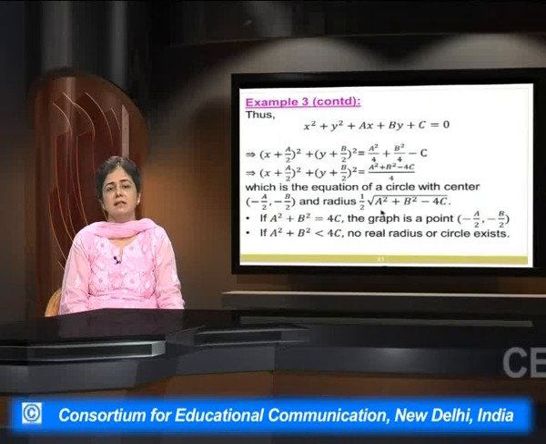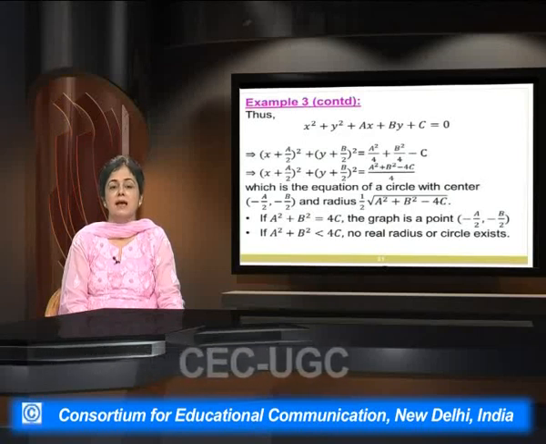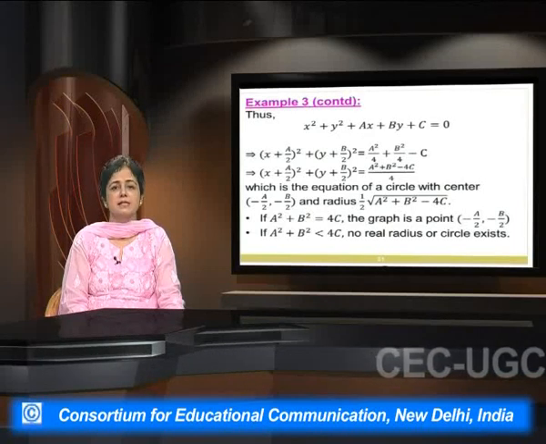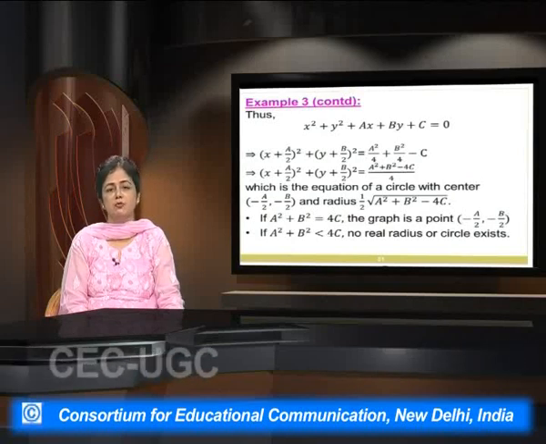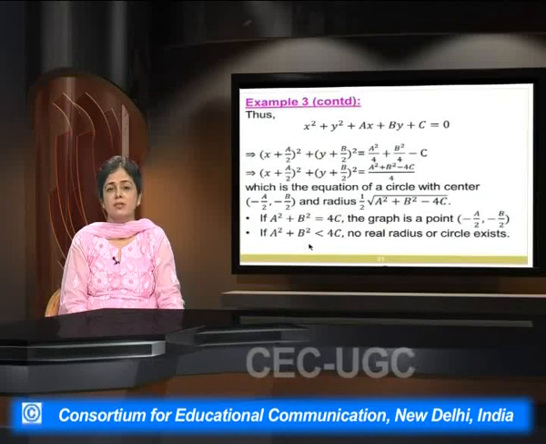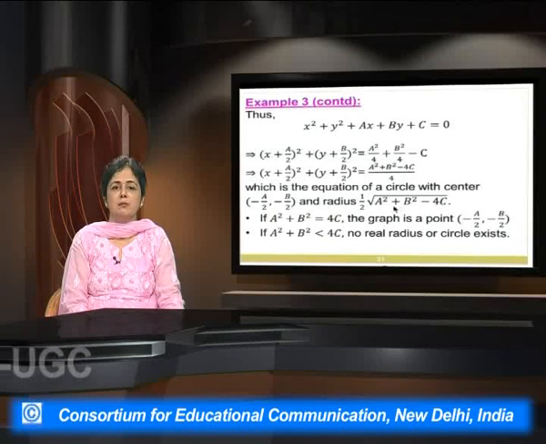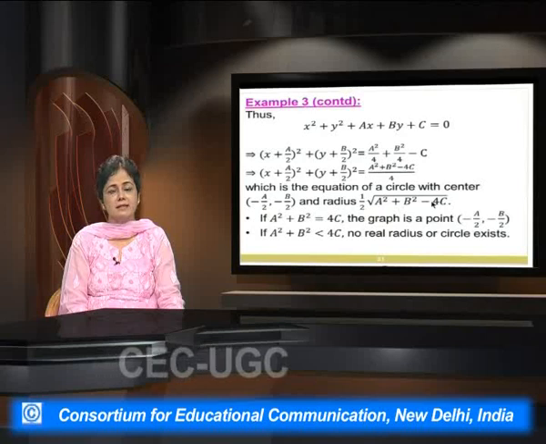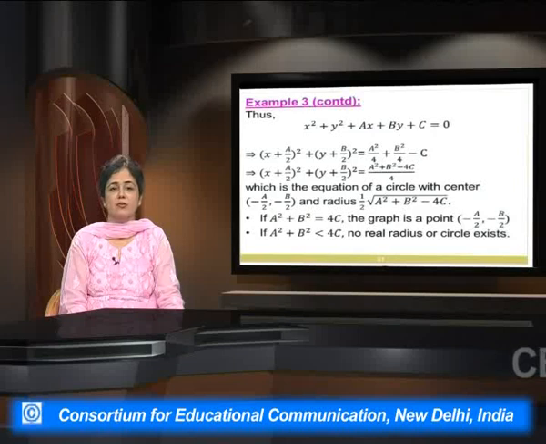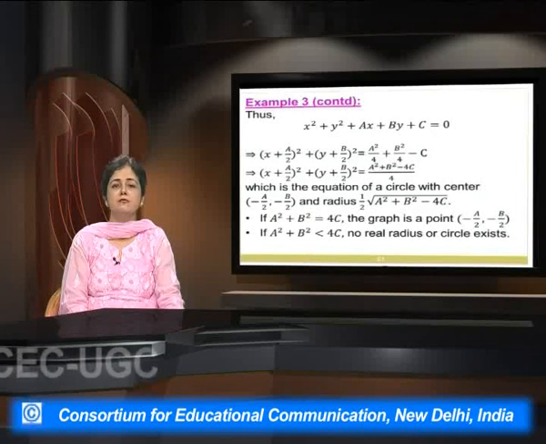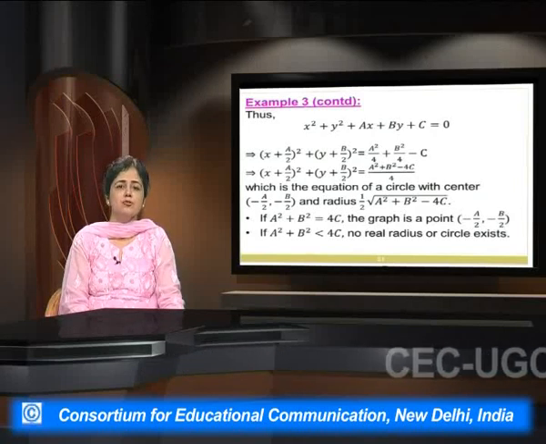And clearly you can see here that a square plus b square has to be greater than 4c to have a relevant circle, because if a square plus b square is equal to 4c, then your graph will basically be just a point, minus a by 2 comma minus b by 2. And if a square plus b square is less than 4c, then the number under the square root sign will become negative, and in that sense you would not have any real circle in real space or any real radius. So for a meaningful circle in real space, you have to have a square plus b square greater than 4c.